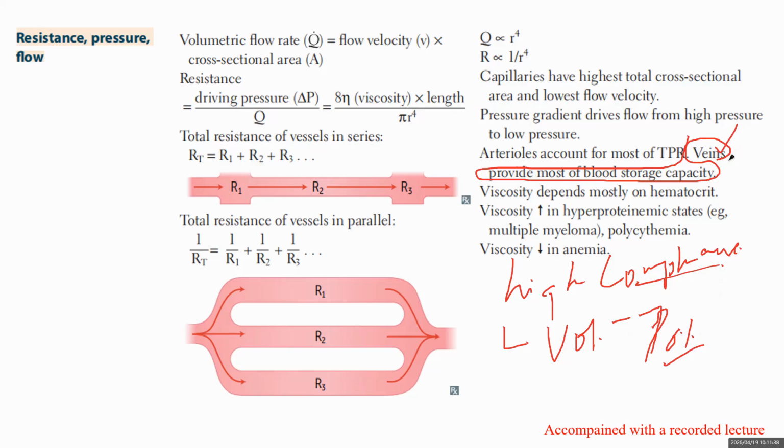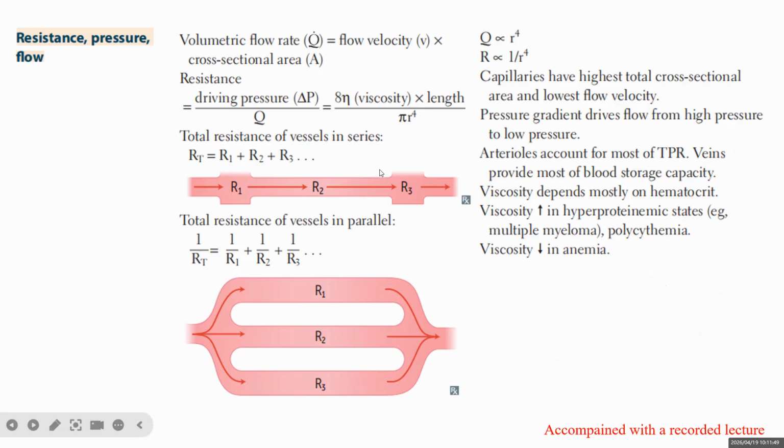And this distinction is absolutely important because arterioles regulate the resistance, but the veins store most of the blood volume. Two important key points before we finish this lecture: arterioles regulate the resistance, but the veins provide most of the blood volume.